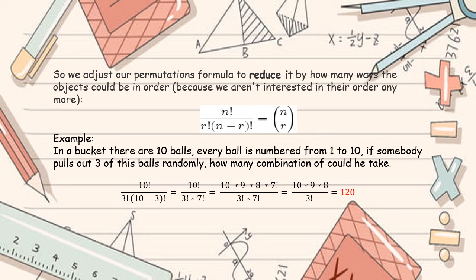And for the example, in a bucket, there are 10 balls. Every ball is numbered from 1 to 10. If somebody pulls out 3 of these balls randomly, how many combinations could he take? So here, we have 10 balls, which is the number of things to choose from. So we take 10 to be n and r to be 3. So substitute the given information to the formula. We have 10 factorial over 3 factorial times the quantity of 10 minus 3 factorial, which is equal to 120.